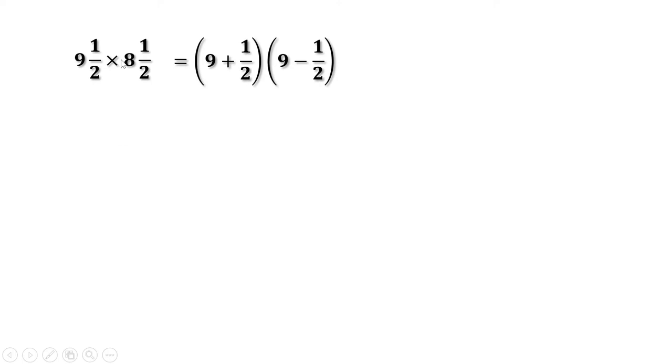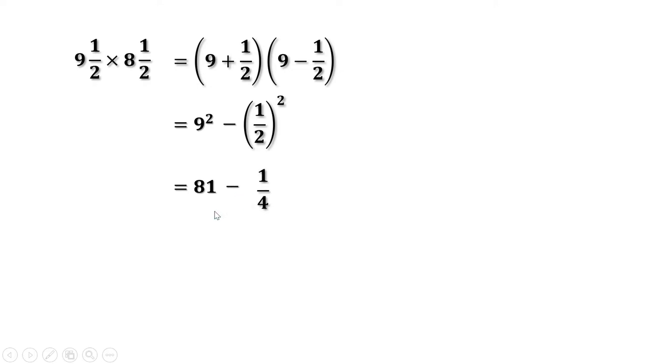That is, 205 × 195 is 39,975. Another problem. 9 and a half × 8 and a half. 9 and a half can be written as 9 + half and 8 and a half can be written as 9 − half. (a + b) × (a − b) is a square minus b square. Therefore (9 + half) × (9 − half) is 9 square minus half square. 9 square is 81. Half square is 1 by 4. So this can be written as 81 − 1 by 4.